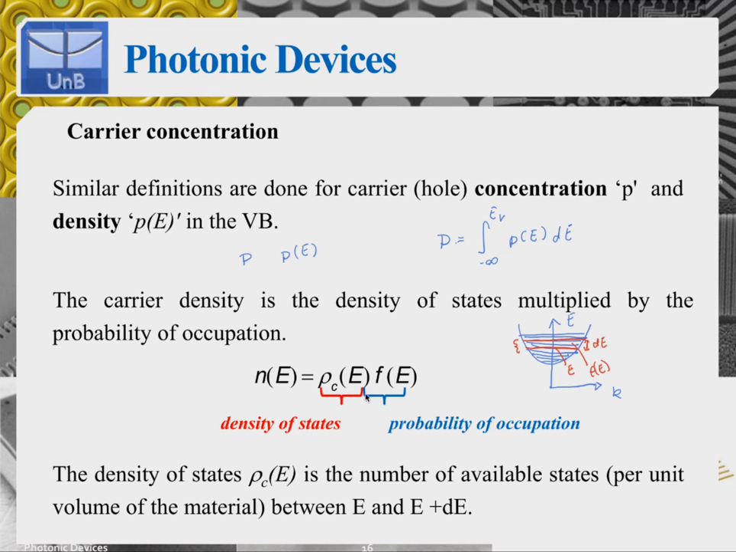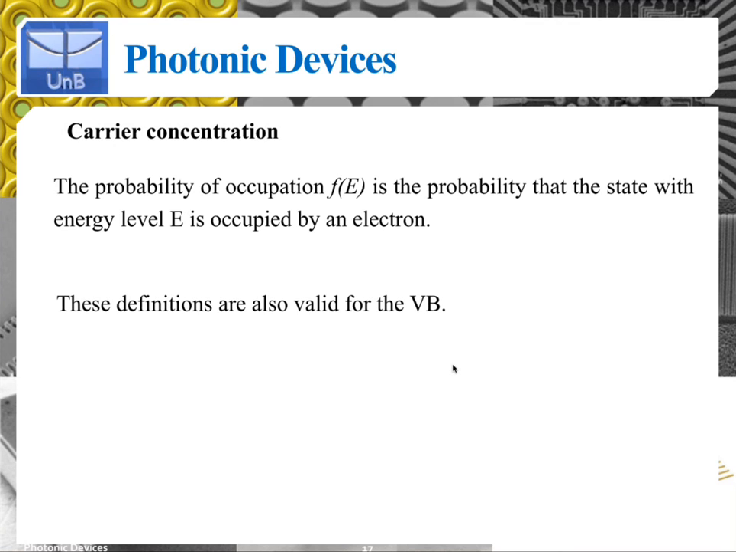And of course you can see the straightforward direct relation between N of E and f of E. The higher the probability that these states are occupied by electrons, the more electrons are going to be there. So N of E is proportional to both the density of states and the probability of occupation. The probability of occupation, f of E, is the probability that the state with energy level E is occupied by an electron, as we've just said. We're going to define this function explicitly in our next lectures.